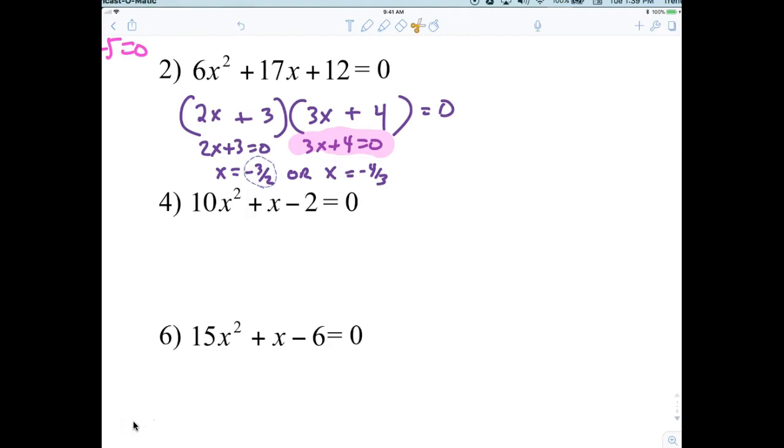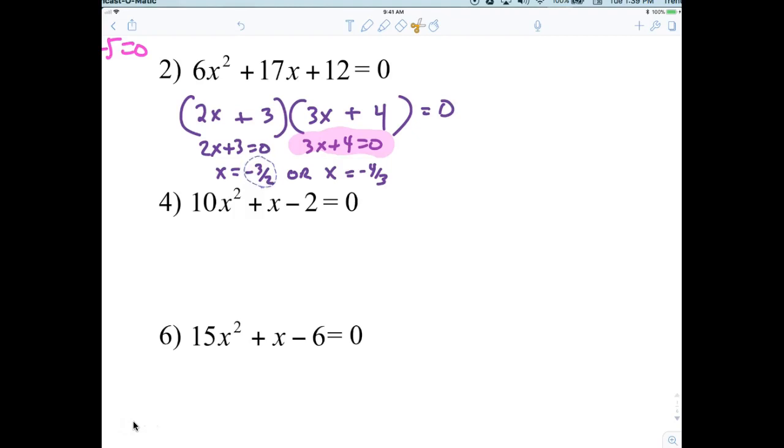If you have x squared, how many solutions are there? 2. If you have x cubed, how many solutions? 3. X to the 4th, 4 solutions. It's called the fundamental theorem of algebra. The power tells you the number of zeros or the number of solutions. Do you hear me? All right, because this is a quadratic, there has to be 2 solutions.